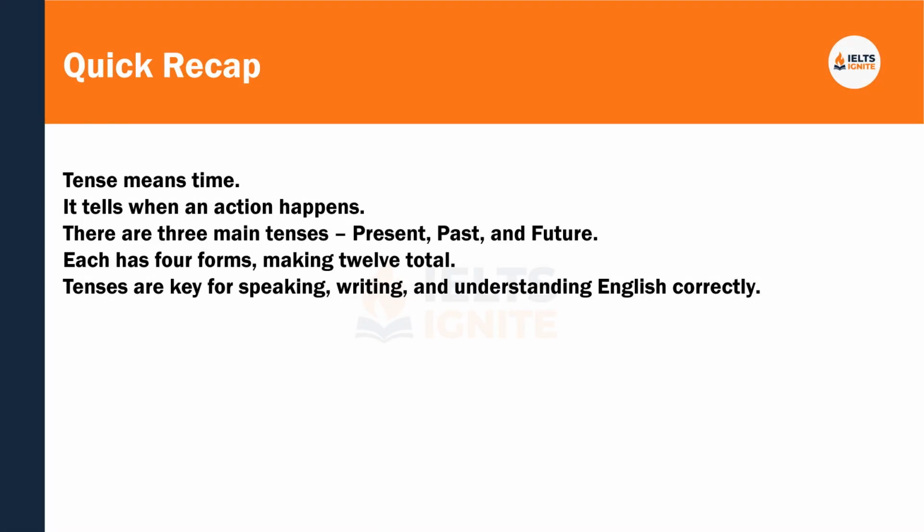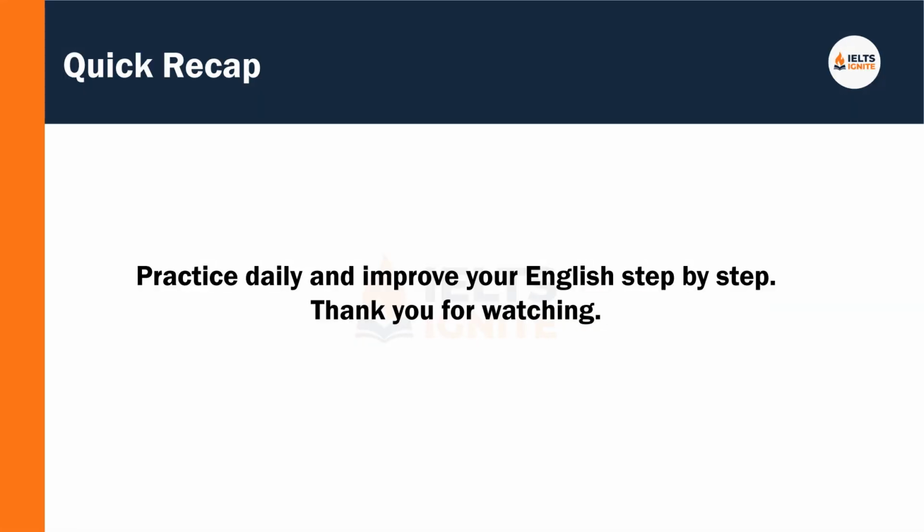Section 6. Quick recap. Tense means time. It tells when an action happens. There are 3 main tenses: present, past, and future. Each has 4 forms, making 12 total. Tenses are key for speaking, writing, and understanding English correctly. This is just the beginning.